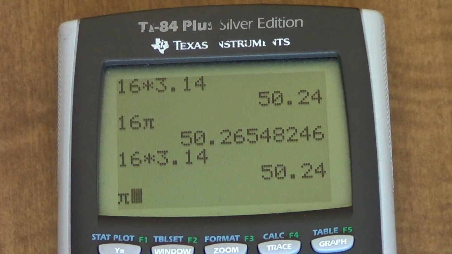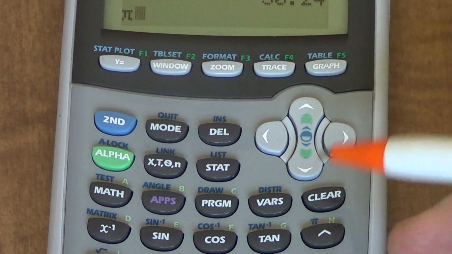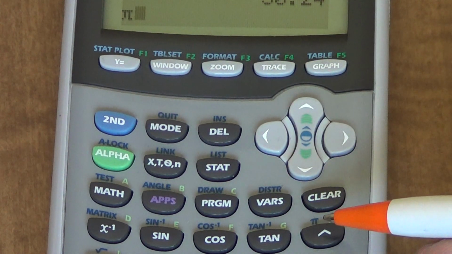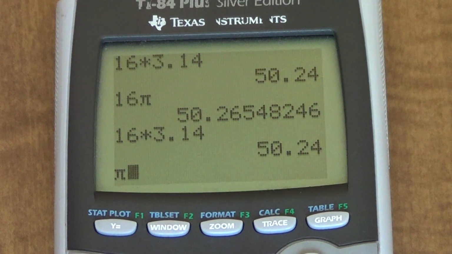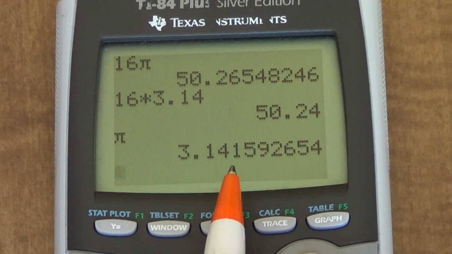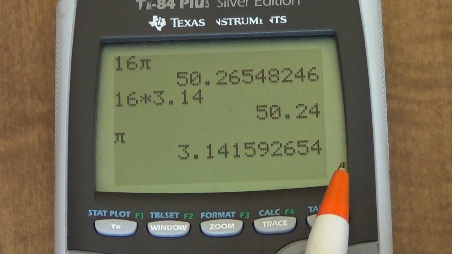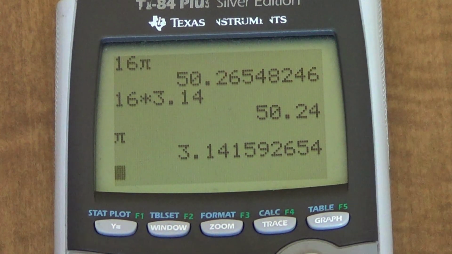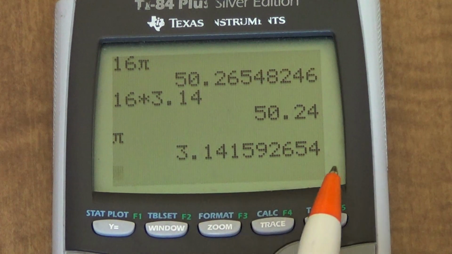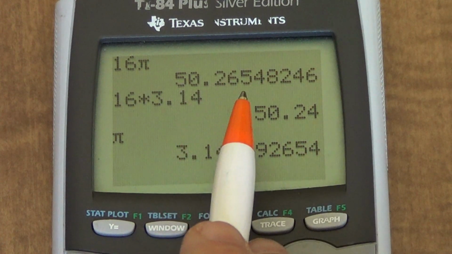Here's pi. To get to pi, it's sitting right here. So you hit second and then pi, all right? And I'm going to hit enter. Pi is this big old long decimal. It's not just 3.14. It's 3.14159 and a bunch of other decimals. It just keeps going and going. It never repeats and it never ends, right? So if I take 16 times this big massive decimal, it gives me this.